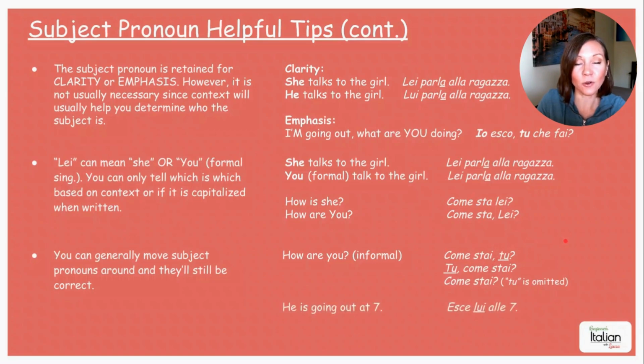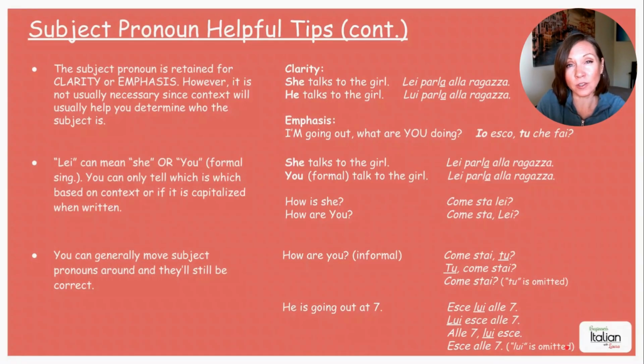Another example, he is going out at 7. Esce lui alle 7. You can also say lui esce alle 7. Or alle 7 lui esce. And finally, esce alle 7. And you just can take out the lui altogether. Okay, so all of these are correct, and you see how you can put it there, or there, or there, or you can leave it out. And so it's a lot more flexible than in English. So it makes it a little bit more confusing for beginners, but once you learn it, it becomes easier because you don't have to worry so much about getting the word order correct.